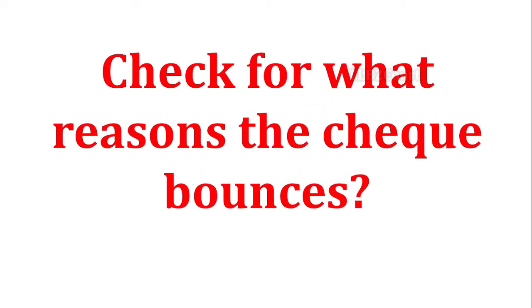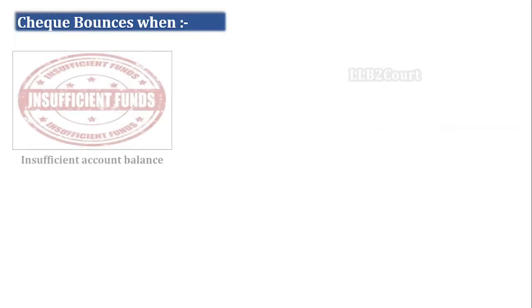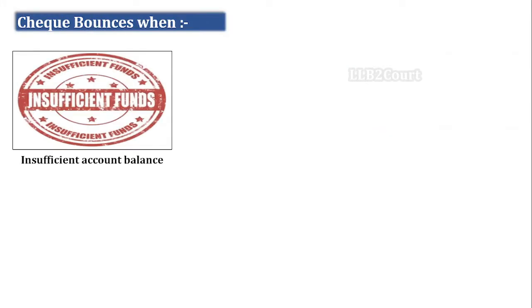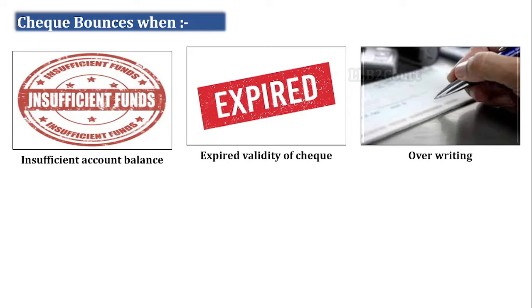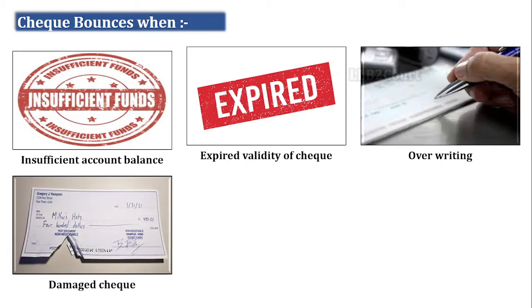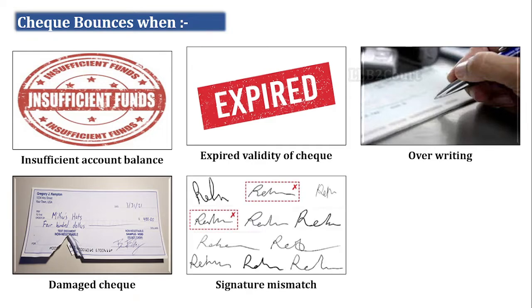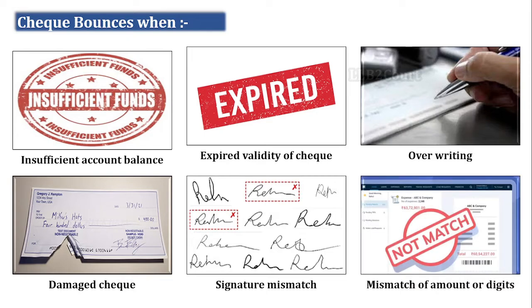There are various reasons for check bounce. Insufficient funds is one of the main reasons, that is, when there is not enough balance in the drawee's bank account for the payment of the check. The other reason is when the check is not presented to the bank within 3 months, then it will expire. Also, if any details of the check are overwritten, or if the check is damaged or disfigured so the details are not visible, or if the signature is mismatching with the bank's database, or if the amount in words or figures is mismatching, then the check shall bounce.